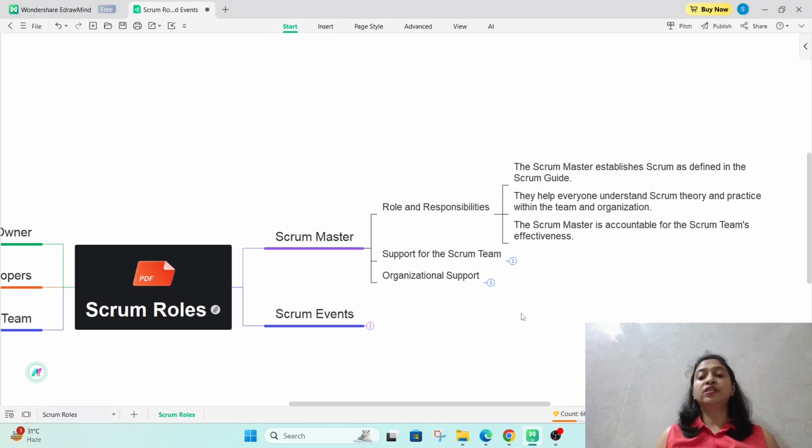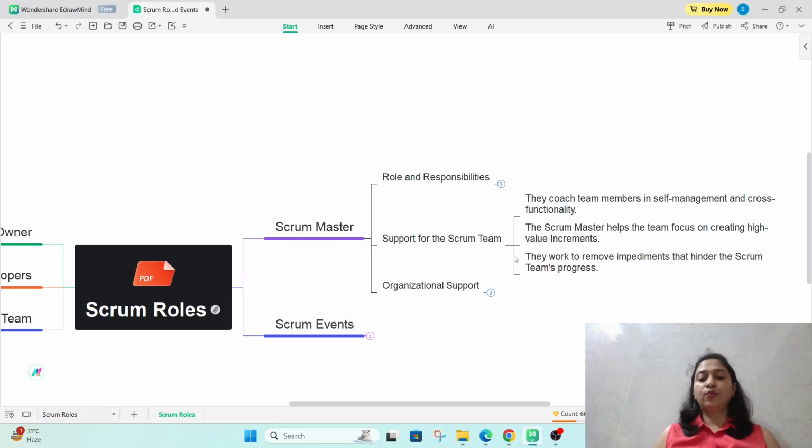The Scrum Master is accountable for the Scrum team's effectiveness. Then what will be the support for the Scrum team from the Scrum Master? They coach team members in self management and cross functionality. The Scrum Master helps the team focus on creating high value increments. They work to remove impediments that hinder the Scrum team's progress.